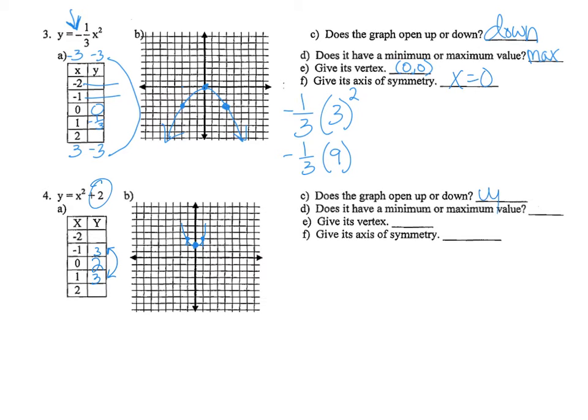It opens upwards because it's a positive number leading the equation. It is a minimum because it bottoms out. See right here how it bottoms out? So it's going to be a minimum. It has a vertex, 0, 2. And the axis of symmetry is also right down the middle. X equals 0.